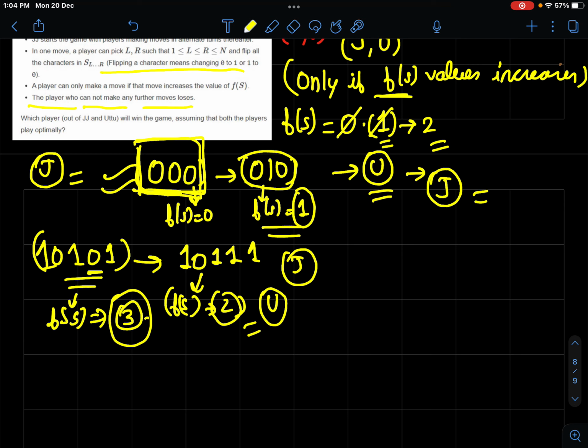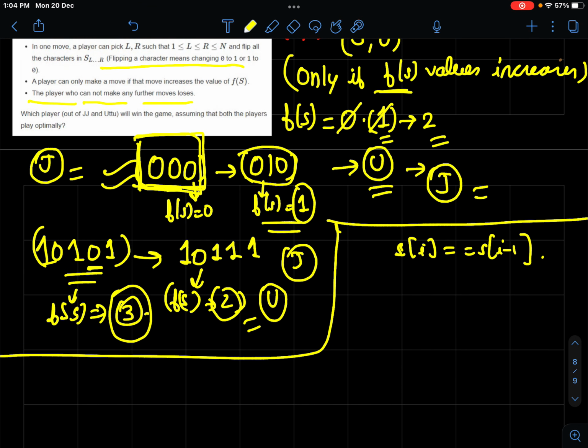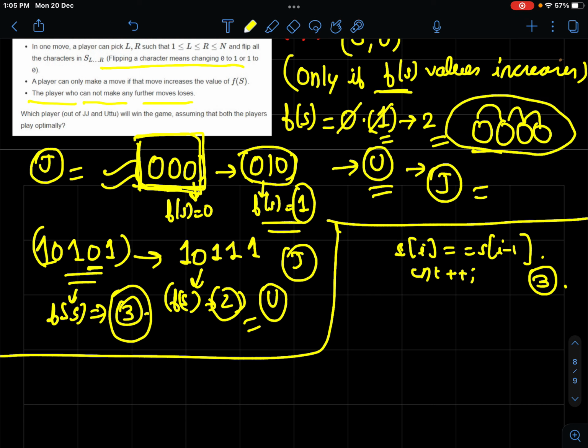I think you must be able to make an observation: if S of i is equal to S of i minus 1, then I can increment my count. It means that suppose it was given 0 0 0 0, then S of i and S of i minus 1 are equal in 3 places, so the count value becomes 3, because all the elements here are the same.